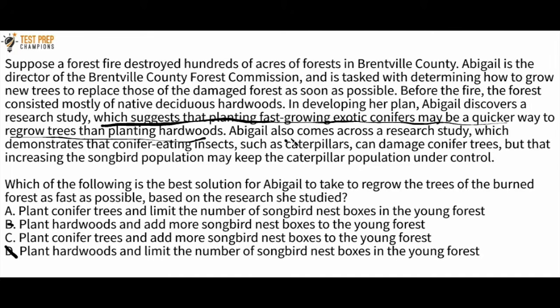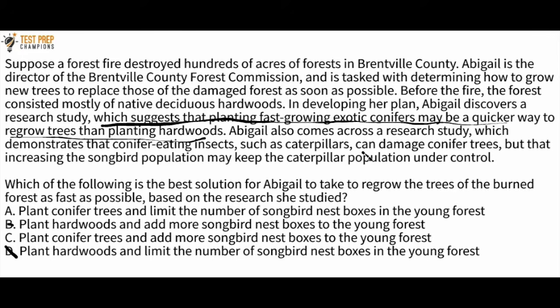Well, if we look at the last sentence here, it tells us that she came across another research study which tells us that conifer-eating insects like caterpillars can damage conifer trees. So if we're planting a forest with mainly conifer trees and insects can damage those trees, obviously the damage to the trees is going to be bad for growth. So we want to avoid damage or at least minimize it as much as we can. And it tells us that increasing the songbird population may keep the caterpillar population under control.